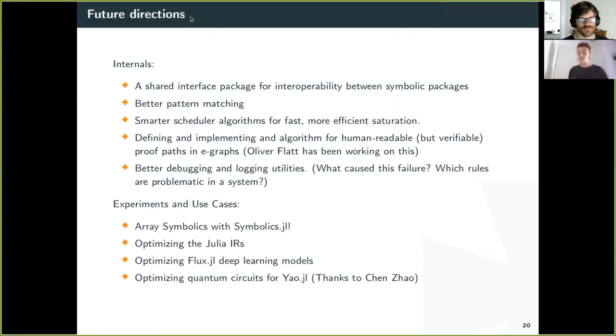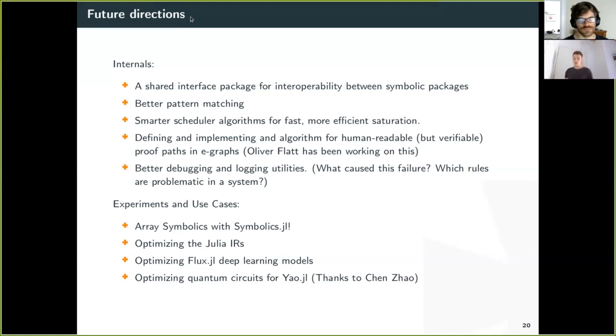And then we're also looking for a very important thing. So human readable and machine verifiable proofs of equality. And that's going to be very important for category theory and other use cases. Oliver Flatt is working on this on his PhD. And then we are also looking for better debugging and logging utilities because at the current state, Metatheory.jl is working, but you're going to be lucky when you are debugging a set of rules. It's really hard to figure out what was the rule that caused a failure, why and when. So we're looking for better logging, and probably also interactive logging will be really cool.